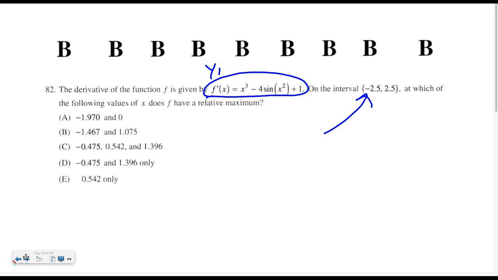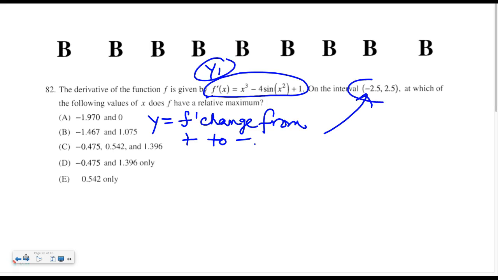At which of the following values does f have a relative maximum? Well, we need f prime to change, and you should have this written on your sheet, from positive to negative. Well, if I'm staring at the graph of y equals f prime, then I need the graph to cross the x-axis from positive to negative. So you're going to go enter this in y1. Set your window to go from -3 to 3 by ones, hit graph, and you're going to look for wherever we change from positive to negative, whether that's once, twice, 3 times, I don't know because I'm not graphing it. You're going to have to wrap that one up.